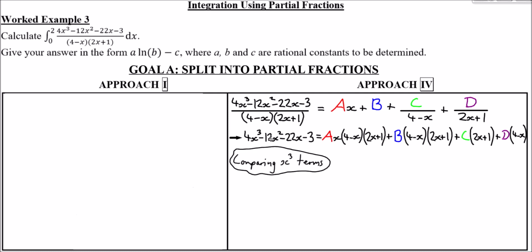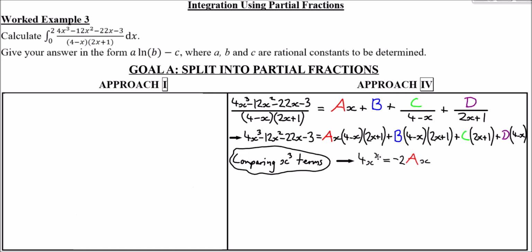I would suggest comparing x cubed terms first, because x cubed terms can only come from this term here, which is to do with a. So we need 4 lots of x cubed. The x cubed expansion here, we have 2x times minus x minus 2x squared times x minus 2x cubed times a. So we've got minus 2a x cubed, which needs to equal 4x cubed.